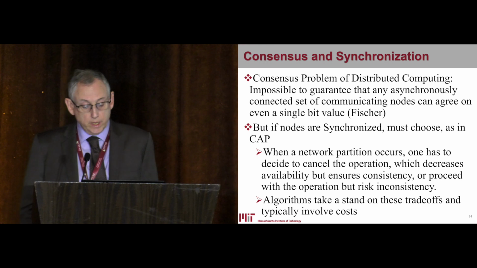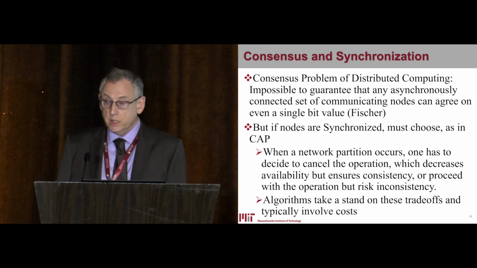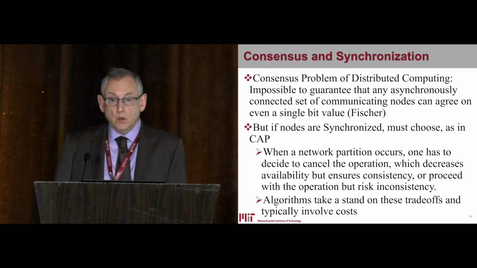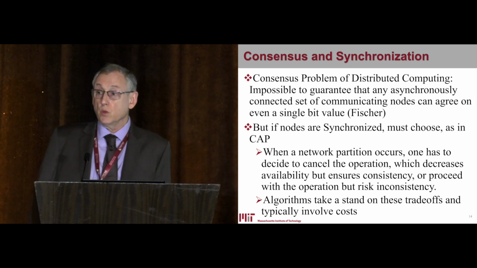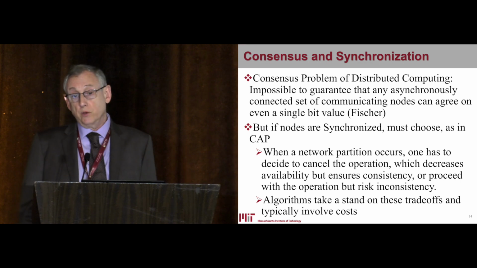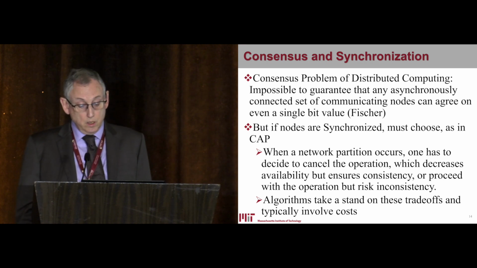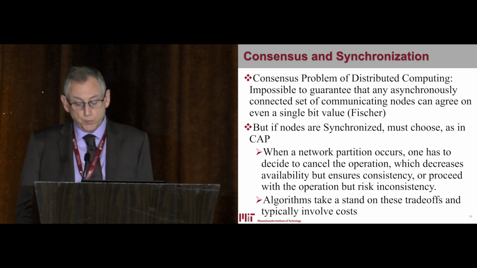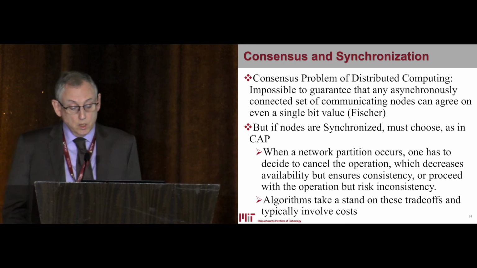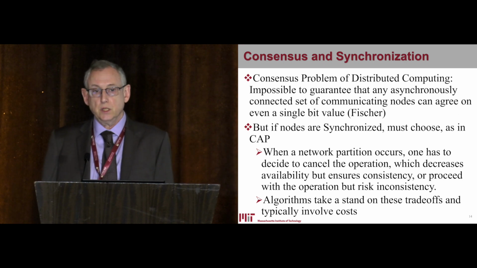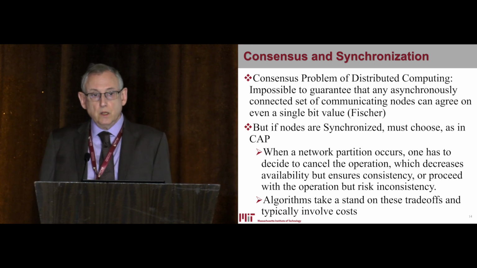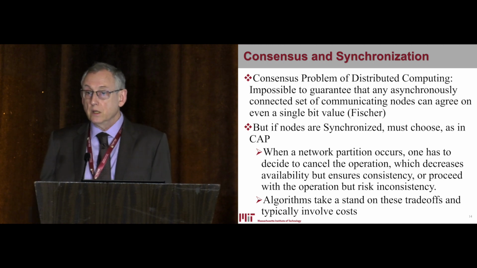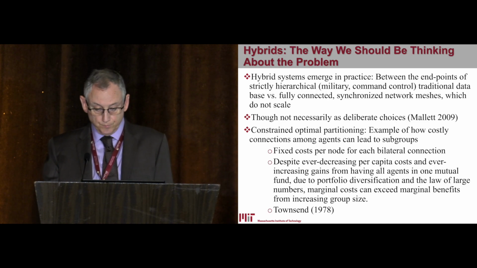So for example, when a network partition occurs and there's multiple versions of the quote-unquote truth out there, one has to decide whether to cancel the operation, which decreases the availability, but would ensure consistency, or on the other hand, proceed with the operation, but risk inconsistency. And various algorithms typically take a stand on these trade-offs, and that involves costs.